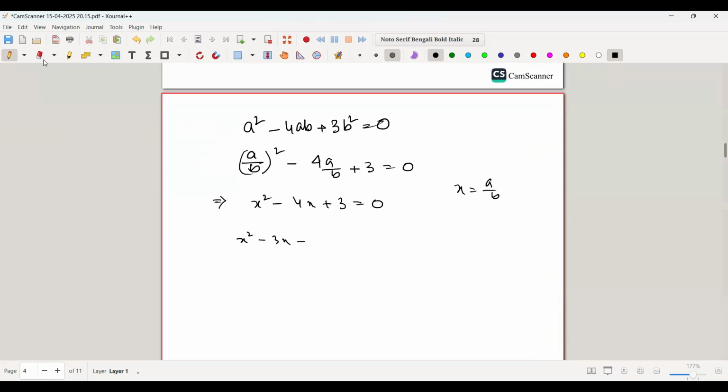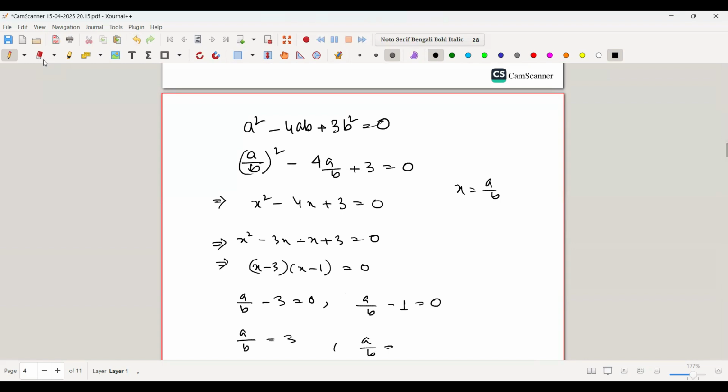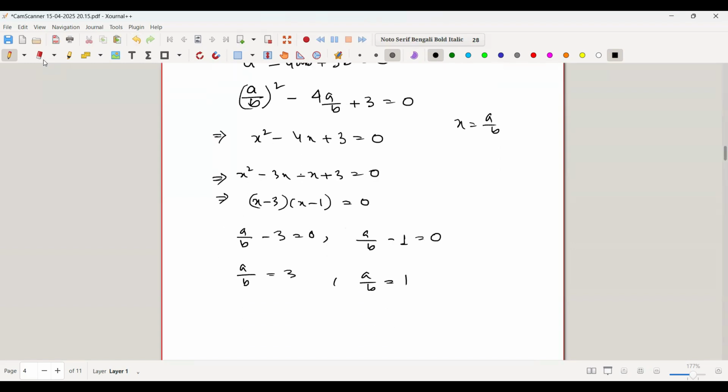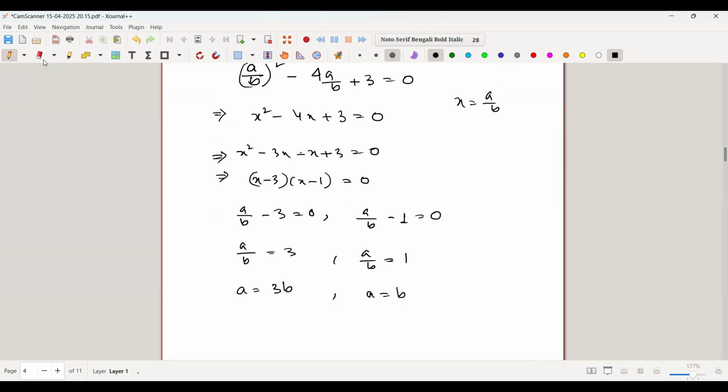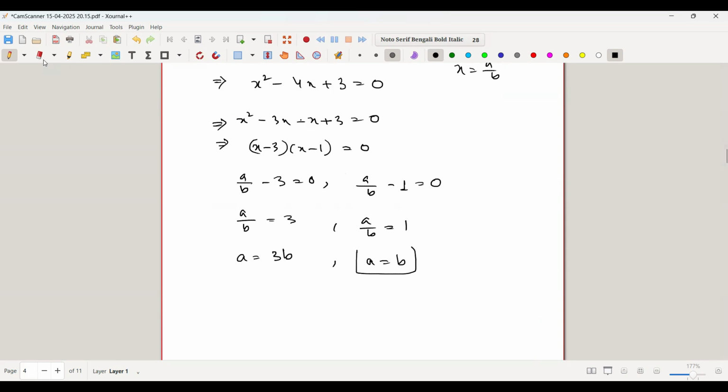x square minus 3x minus x plus 3 equal to 0. That means (x minus 3) and (x minus 1) are the factors. So A by B minus 3 equal to 0 and A by B minus 1 equal to 0. So A by B equal to 3 and A by B equal to 1. So A equal to 3B and A equal to B. So one of the solutions is A equal to B.